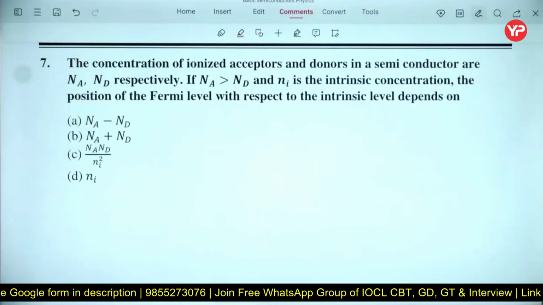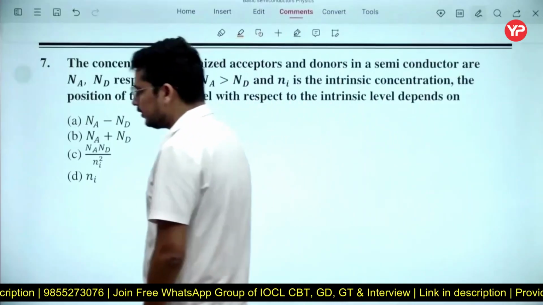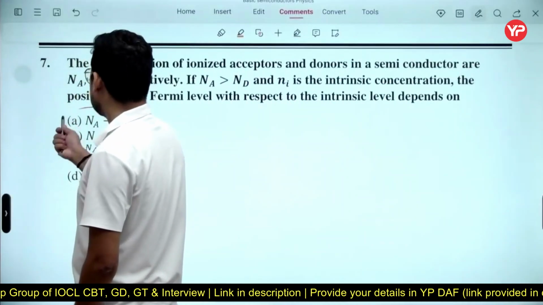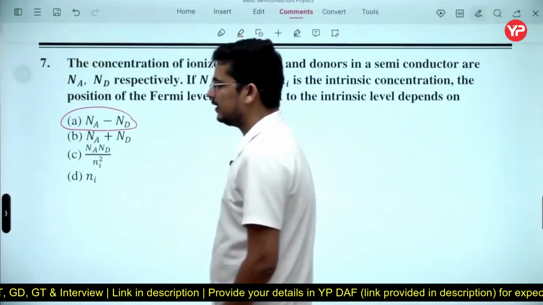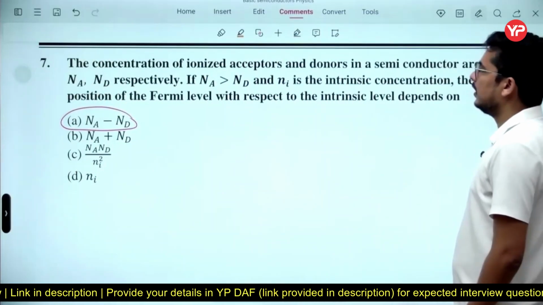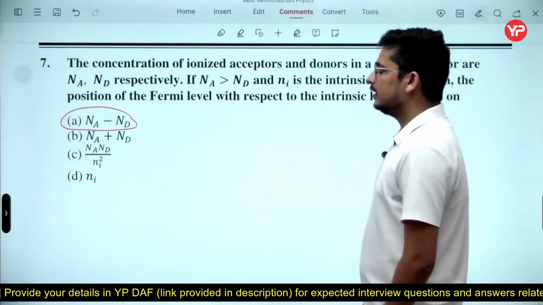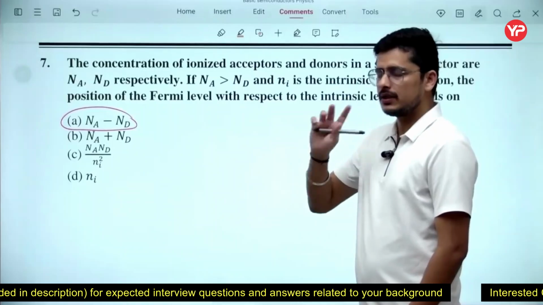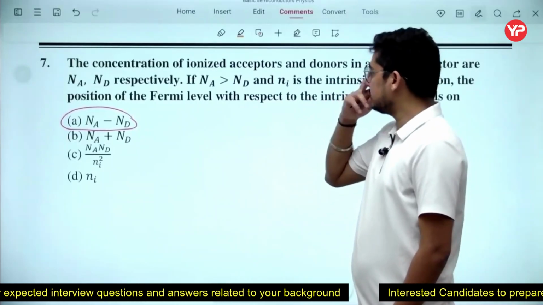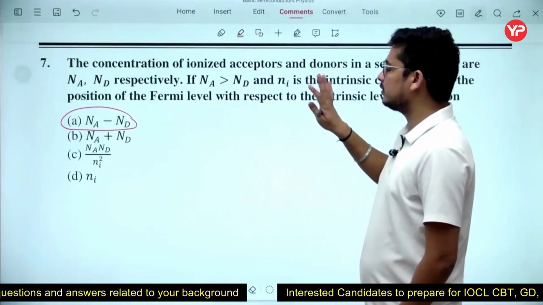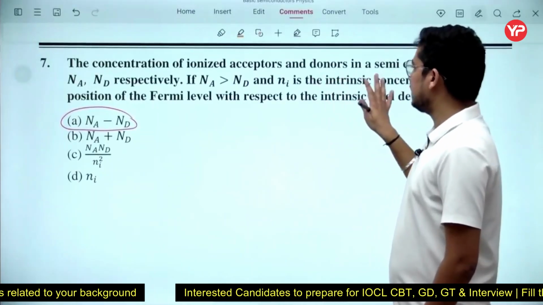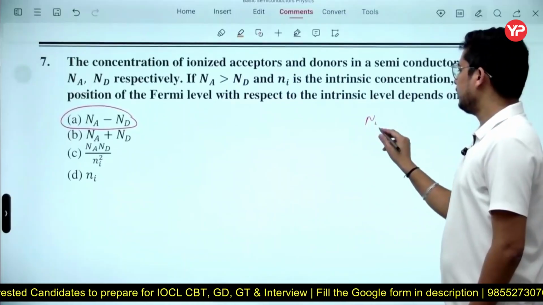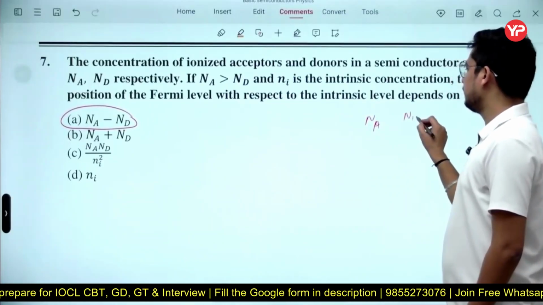Right. So let's discuss it. Okay, Amisha says A is the answer, Na minus Nd. Let's discuss it. So he says ionized means what? The atoms which already give their electron, or who's having the holes. Who give the electron, that is called an ionized atom. He says that the ionized acceptor and donor atoms in the semiconductor are Na and Nd.